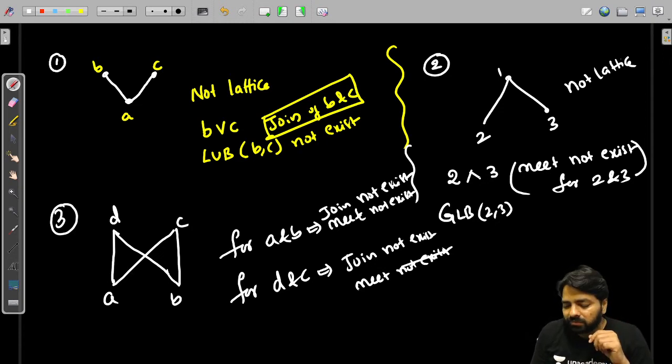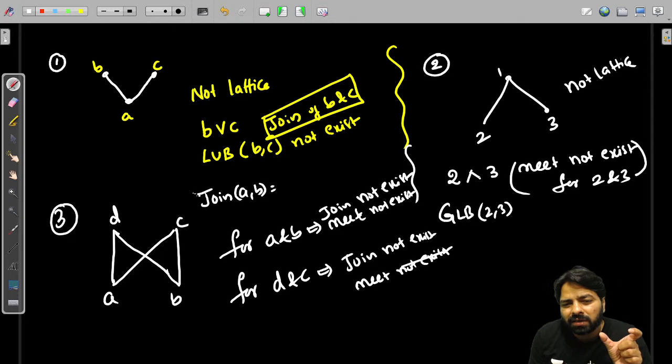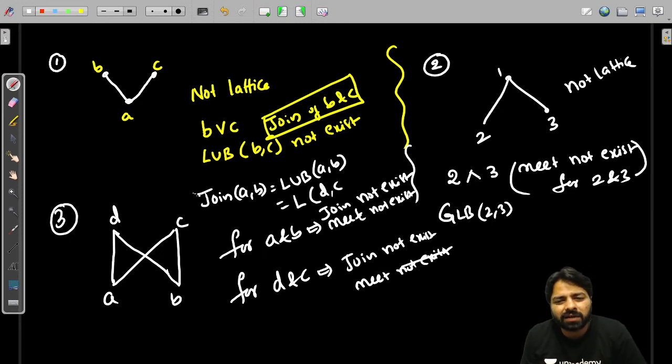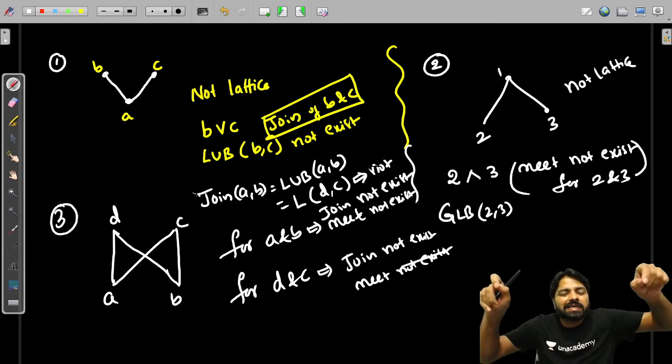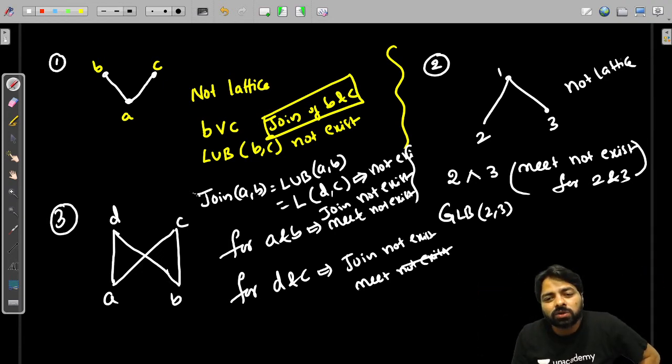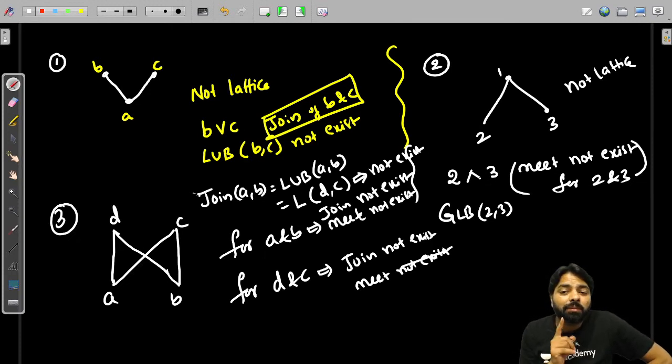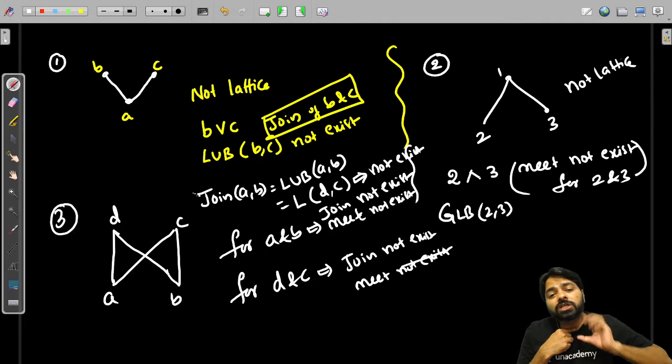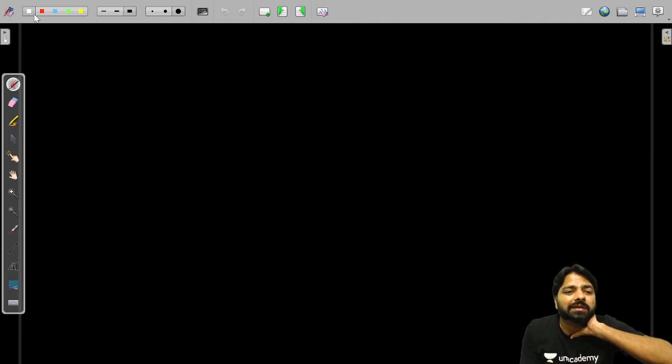For A and B, when I try to find the join of A comma B, it's the least upper bound. The upper bounds for A comma B are D and C. But between D comma C there is no least, because D and C are not related. You can't find the least among D and C, so the join also does not exist. You can remember the structure of the Hasse diagrams which are not lattices, so in the exam you can apply them. Fourth one.